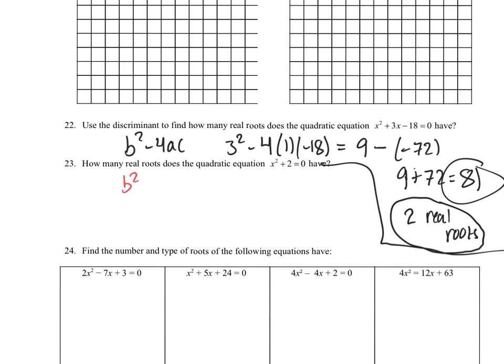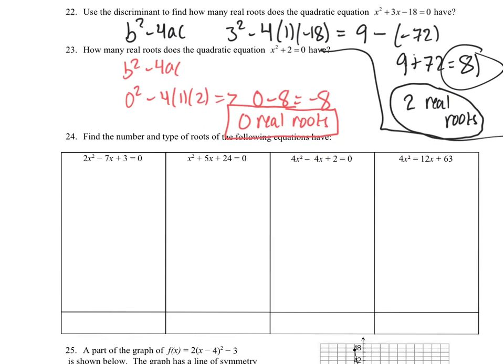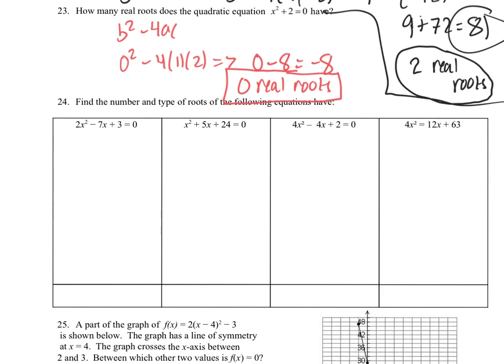b squared minus 4ac. This one doesn't even have a b. So 0 squared minus 4 times a, which is 1, times c, which is 2. So that's 0 minus 8. That's -8. So this one's actually going to have 0 real roots, because when you have a discriminant that is less than 0, you have 0 real roots. You do have 2 imaginary roots, which we will get to in number 24. So this is the same exact thing, guys.